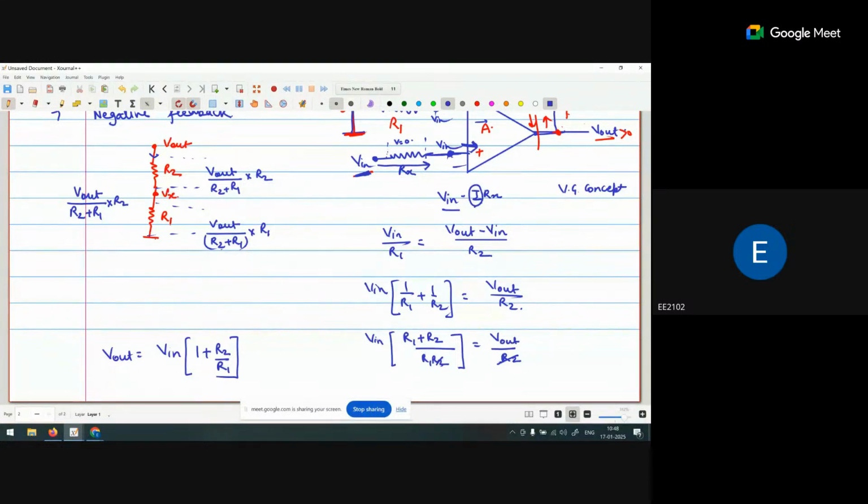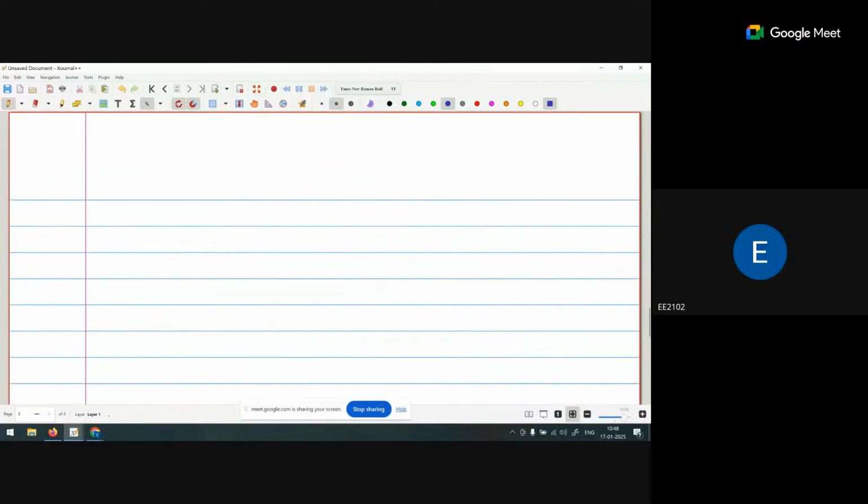Any doubt? No, sir. So we are getting V out is equal to V in (1 plus R2 by R1). This 1 plus R2 by R1 is the amplification, because the magnitude is always greater than 1. Even if R2 by R1 is less than 1, this component is still greater than 1. So this is the amplifier.